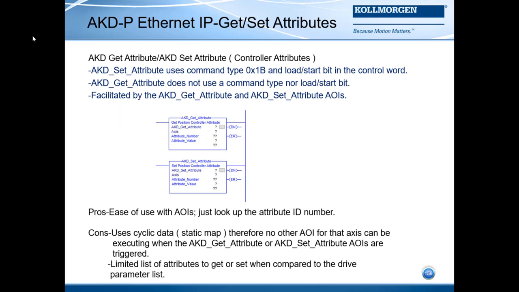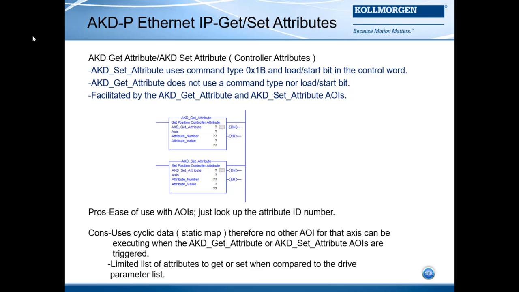The AKD get attribute and AKD set attribute access the controller attributes. The AKD set attribute uses command type hex 1B and the load start bit in the control word. The AKD get attribute does not use a command type nor a load start bit. However, these methods are automatically facilitated by the AKD get attribute and AKD set attribute add-on instructions, as shown. Pros: ease of use with add-on instructions. Just look up the attribute ID number.